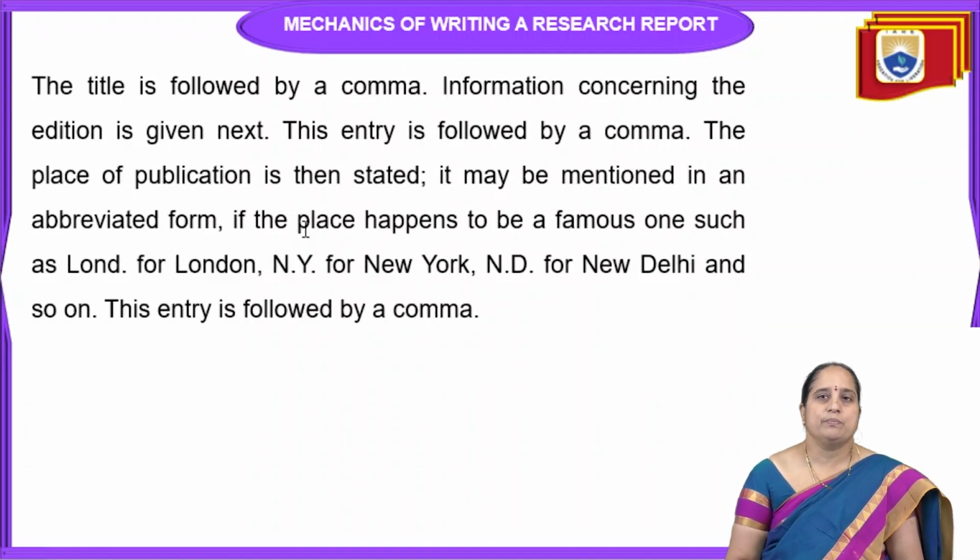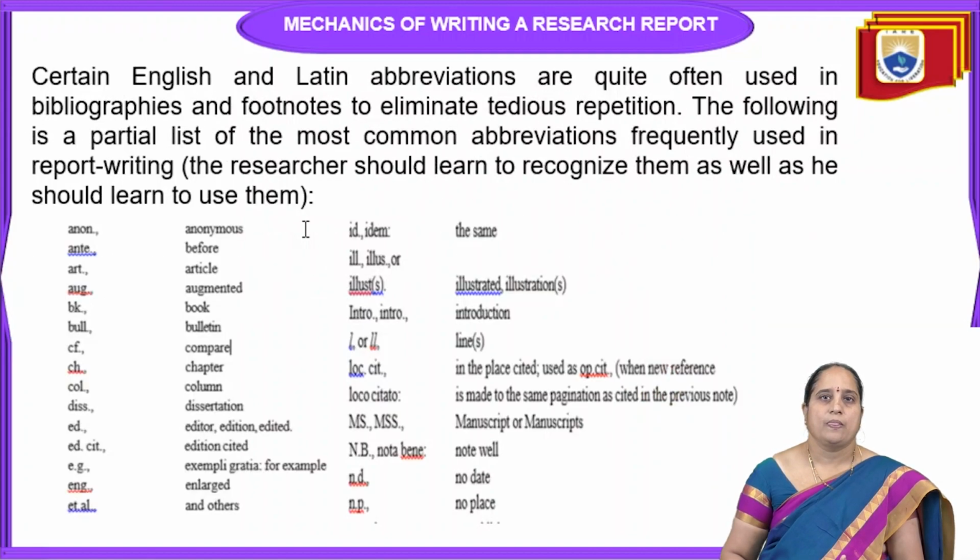The title is followed by a comma. Information concerning the edition is given next. The entry is followed by a comma. The place of publication is then stated. It may be mentioned in an abbreviated form if the place happens to be a famous one, such as Lond. for London, N.Y. for New York, N.D. for New Delhi, and so on. So this entry is followed by a comma.